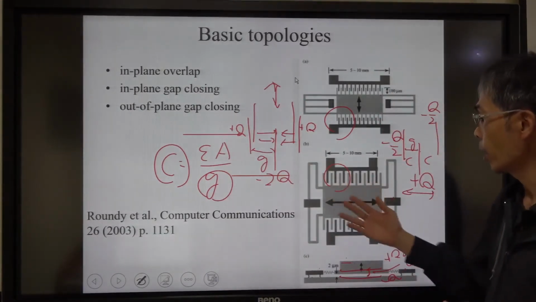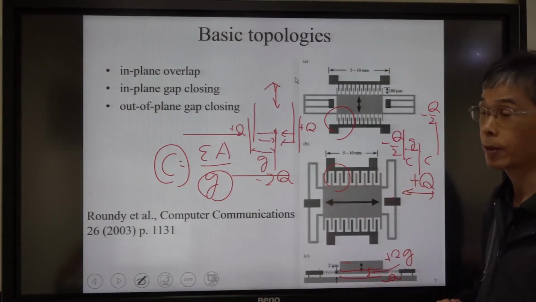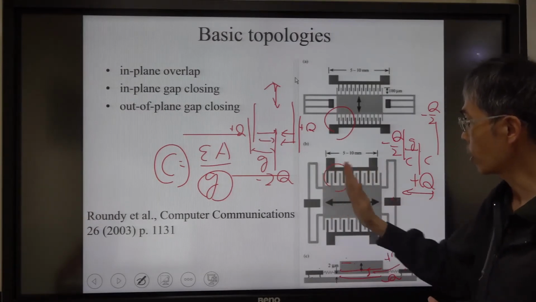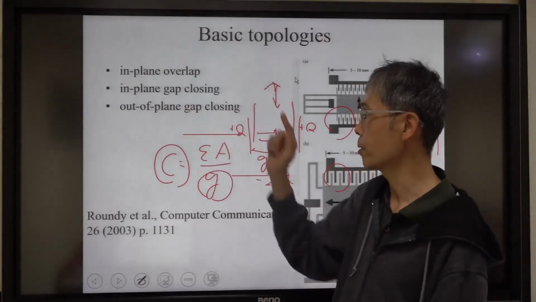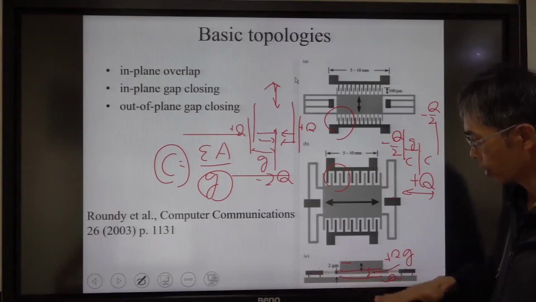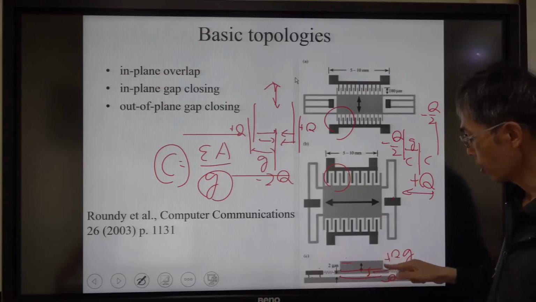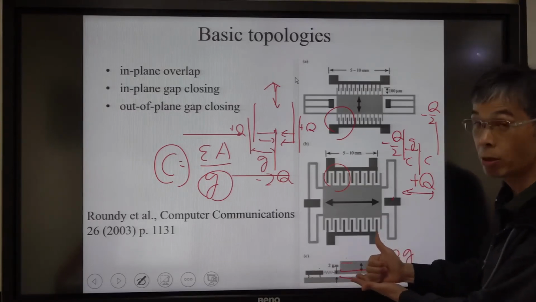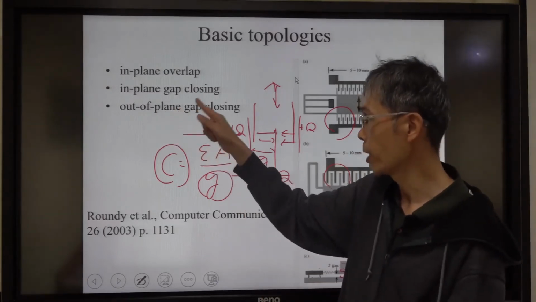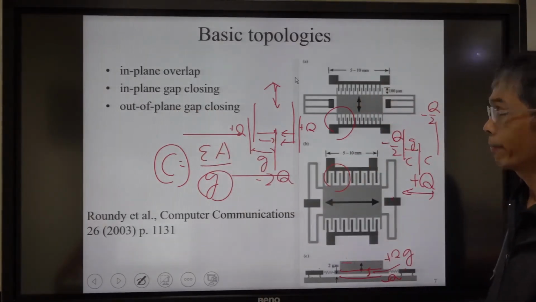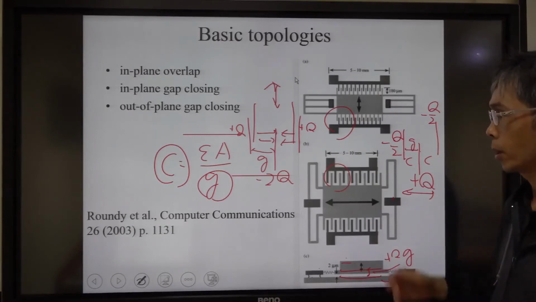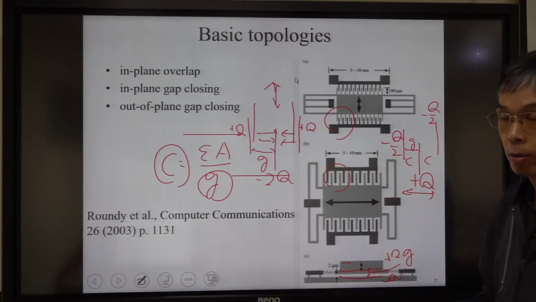And for this one, the gray area also moves on the wafer surface, but the gap is closing and opening. So we call this in-plane gap closing. And for this one, the wafer surface is, say, a horizontal surface, and the movement direction of this moving mass is perpendicular to the wafer surface. So we call this one out-of-plane gap closing. So basically, we have three types of micro device for the electrostatic energy conversion.